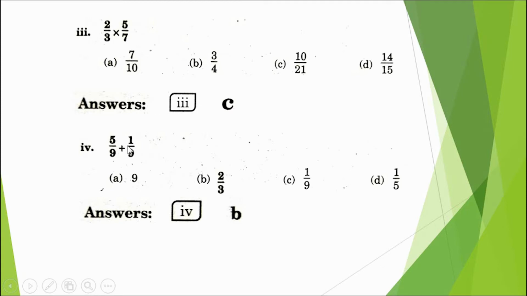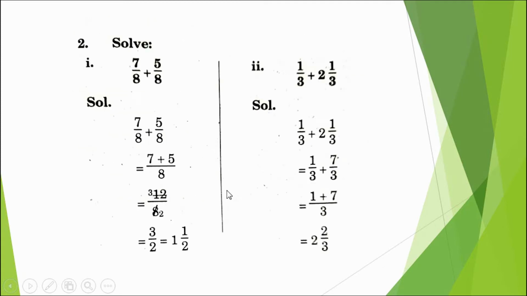5 over 9 plus 1 over 9. When we take the LCM of these two values, answer will be 9. Now 5 plus 1 is 6 over 9, 3 2s are 6, 3 3s are 9, answer will be B, 2 over 3.